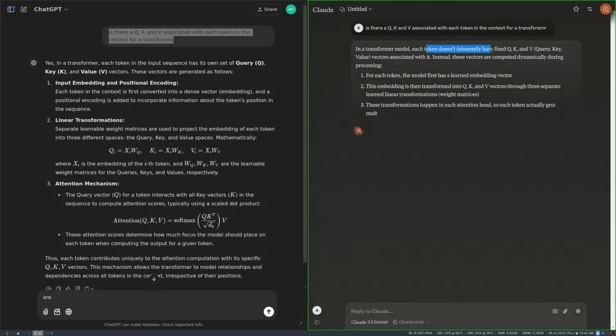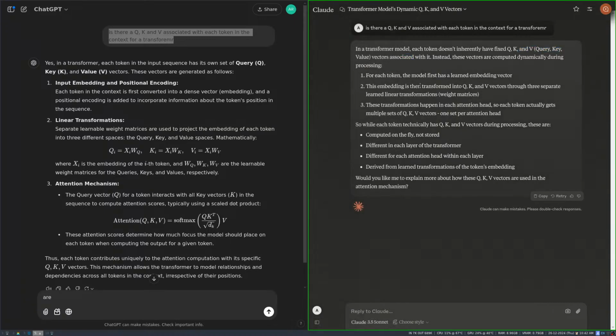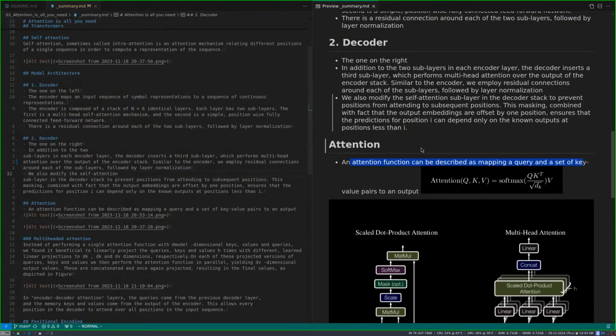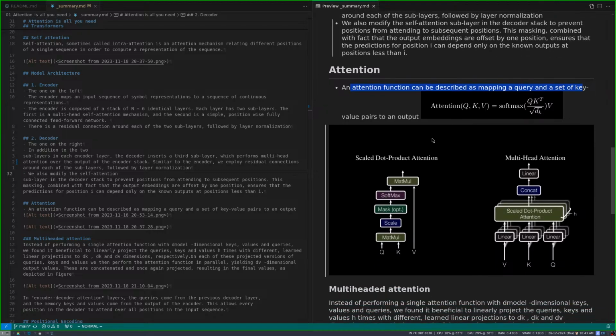Each token doesn't inherently have a fixed QKV. For each token, the model learns three separate linear transformations, and these transformations happen at each attention layer. So each token actually gives multiple sets of QKV. Okay, that makes sense. I mean, we will just move on. We have more to read and we will figure it out.